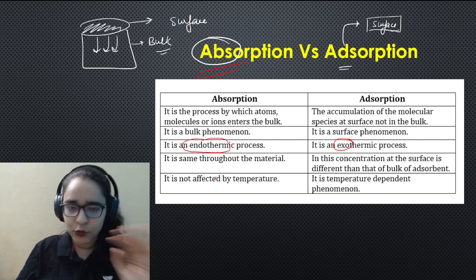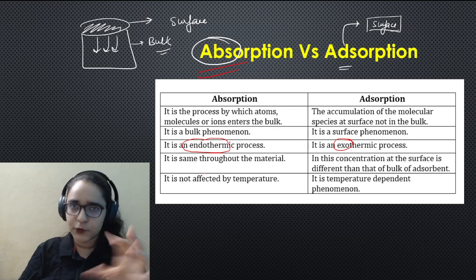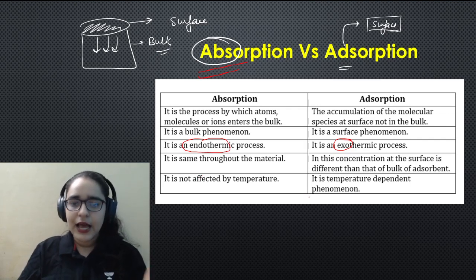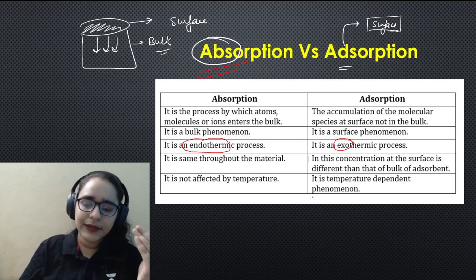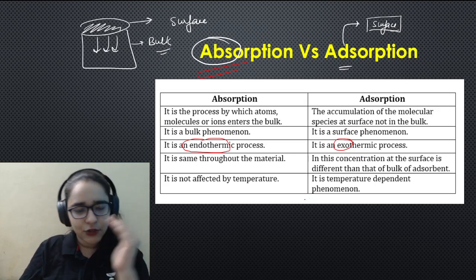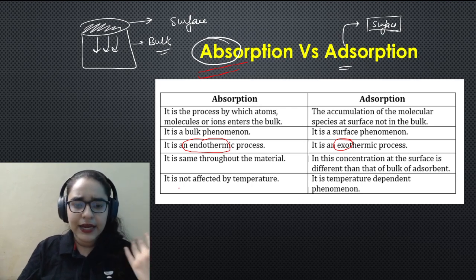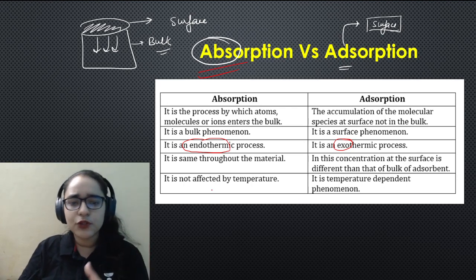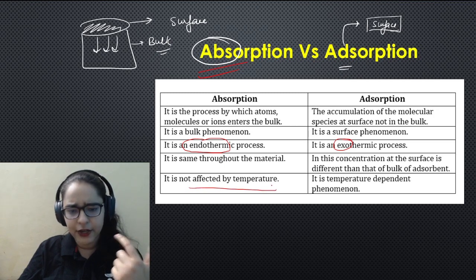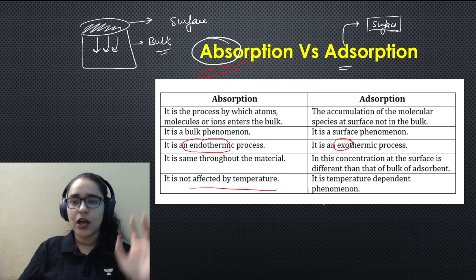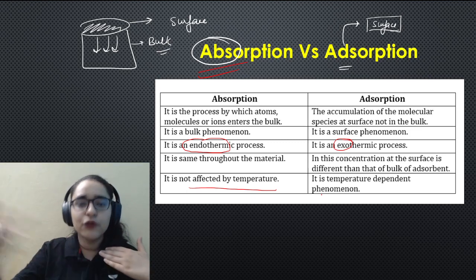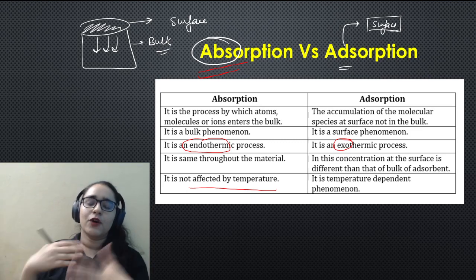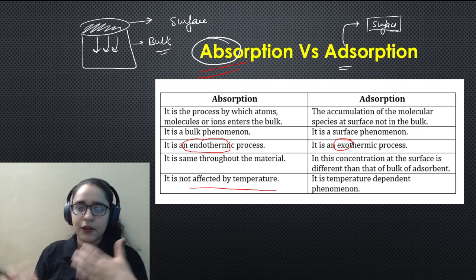Then we have: it is the same throughout the material. Yes, when you say absorption, it will be throughout the bulk. It will be uniform, and in adsorption, concentration will be limited to the surface, so that will be different from the bulk itself. Absorption is not affected by temperature, so it will not increase or decrease. But yes, adsorption will increase and decrease, or it can also get desorbed, right? It can remove the molecules from the surface because of temperature fluctuations.